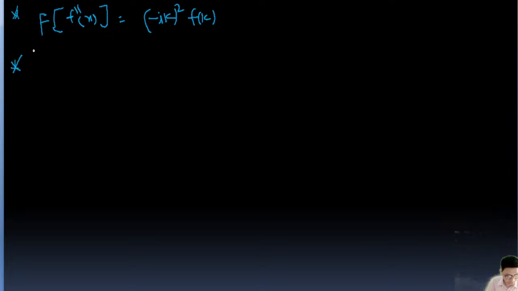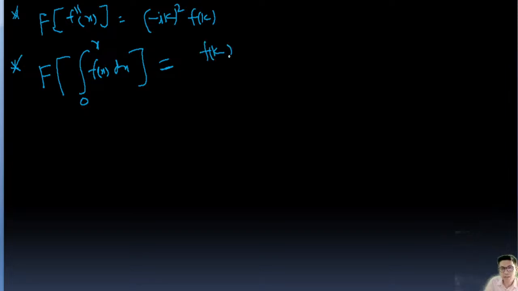Next, Fourier transform of integration 0 to x f(x) dx. Okay, if we have to find the Fourier transform of integration 0 to x f(x) dx, then this value is going to be F(k) upon minus iota k. Okay, very important. So the Fourier transform of integration 0 to x f(x) dx is going to be F(k) upon minus iota k.